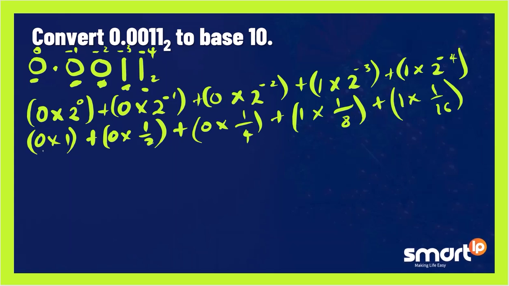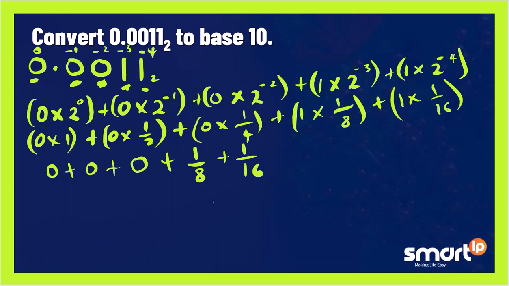Good. Okay, 0 times 1, that's 0, plus 0 times half. Any number multiplied by 0 is 0, so we have 0 there, plus 0 times 1 over 4, that's also 0, then plus 1 times 1 over 8, that will give 1 over 8, because any number multiplied by 1 will give the same number. Then 1 times 1 over 16, that will give 1 over 16. Great. Okay, so these are the two fractions we have. 0 plus 0 plus 0 is going to give 0.